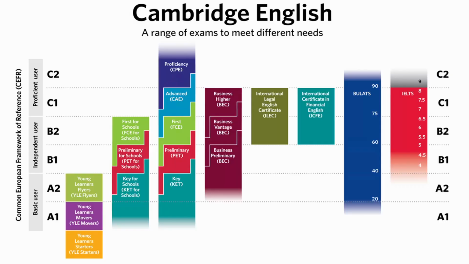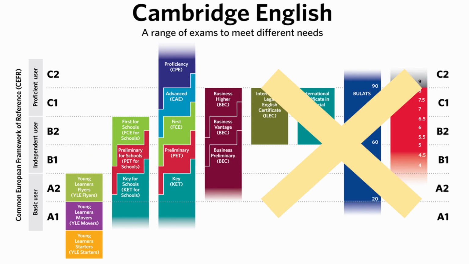First, let's look at this graphic. It contains all of the Cambridge English exams relative to the Common European Framework of Reference levels, from basic A1 and A2 levels through independent B1 and B2 up to proficient C1 and C2. So we're going to discount all of these ones on the right because they're specific exams that the majority of our students will never need to take. That leaves us with 4. We have a few Young Learners exams, 3 for schools exams, 5 general exams, and 3 business ones.